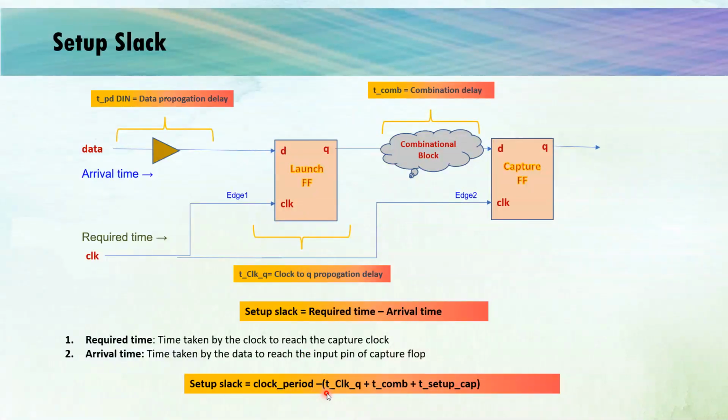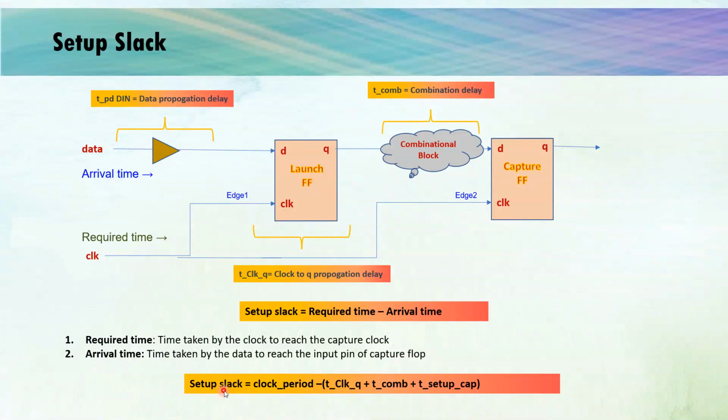Then the arrival time will be t clock to Q, which is the time from the first edge of the clock to the time when the output reaches the Q pin of this flop. Then there will be some combinational delay which this combinational block is going to take, and then some setup of the capture flip flop. If we add all these three things, we get the arrival time.